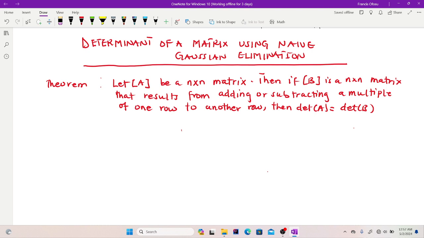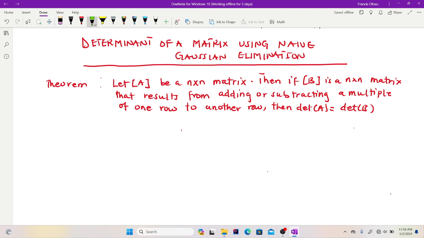So let's get straight to what you have here. I have a theorem here for you to know before we get to what we have to do, because our goal here is to determine the determinant of a matrix using naive Gaussian elimination. So the theorem is saying that let the matrix A be an n by n matrix. N by n means that it's a square matrix, it has the same dimension. So it can be 2 by 2, 3 by 3, 4 by 4. It should be a square matrix.